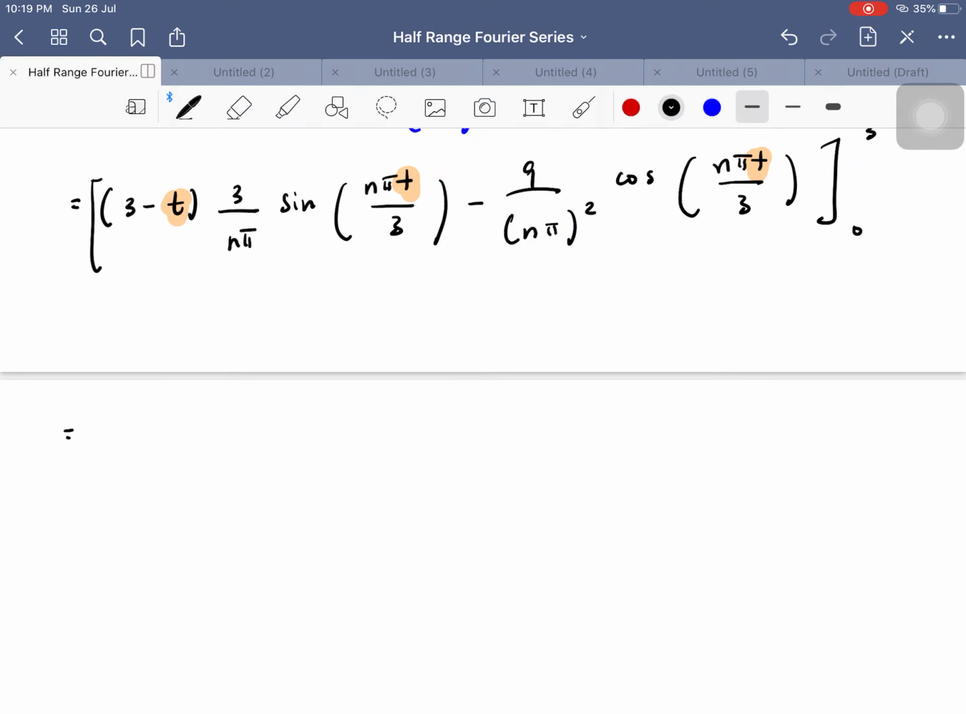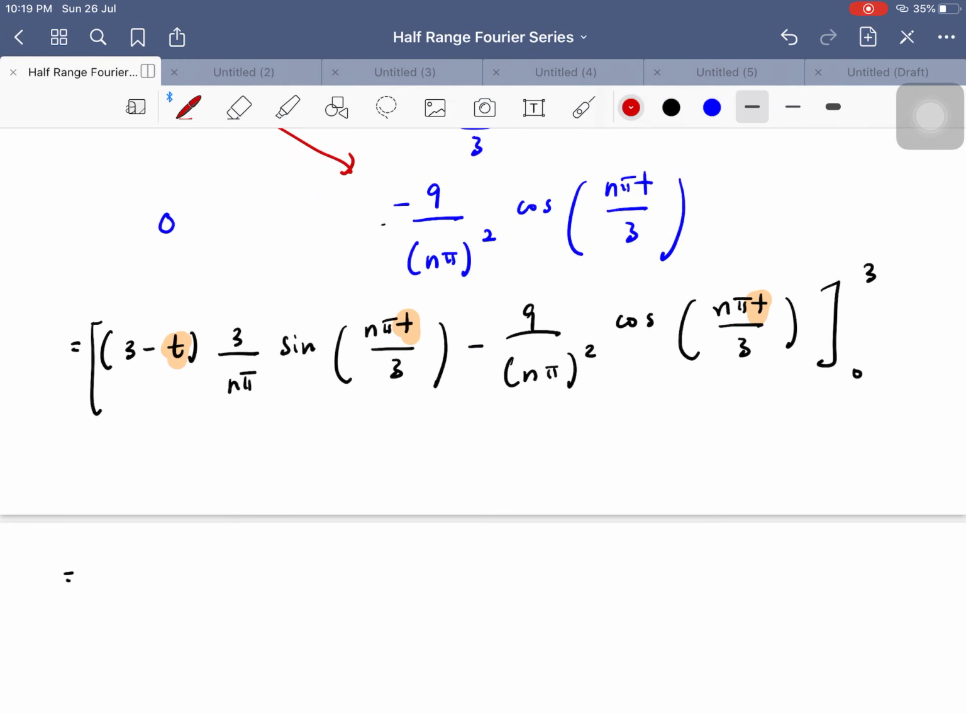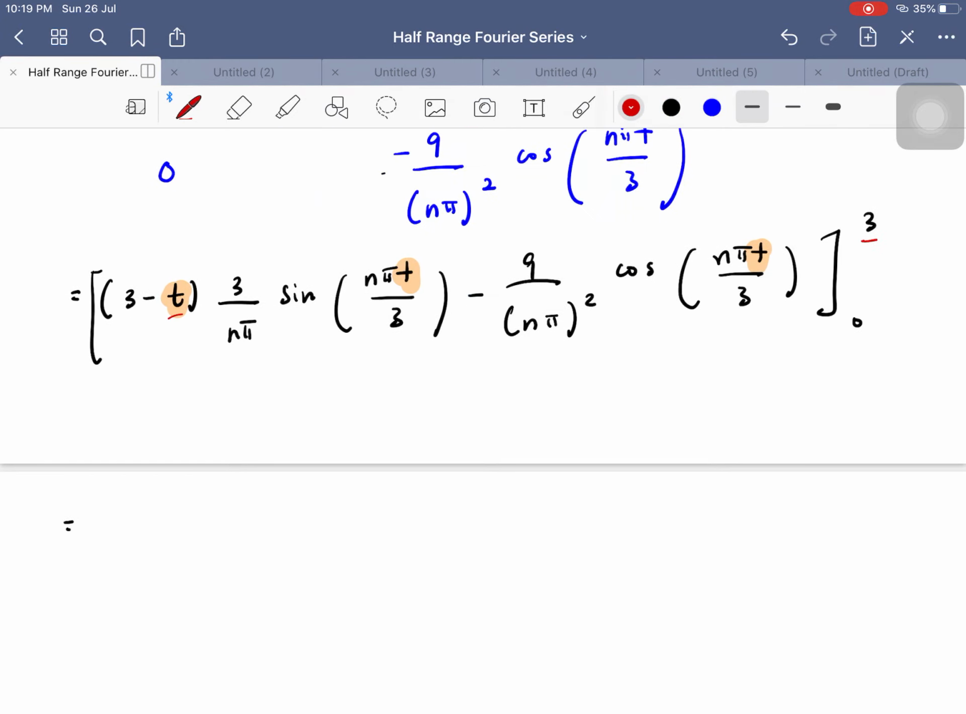When I substitute t equal 3 first, into this equation, I'll end up with 3 minus 3, so that will be a 0 for the first term. And when I substitute 3 right there, I'll end up with 3 over 3, so that is going to be a 1. So I will have a minus of 9 over n pi square, and cos of n pi is going to be negative 1 to the power of n.